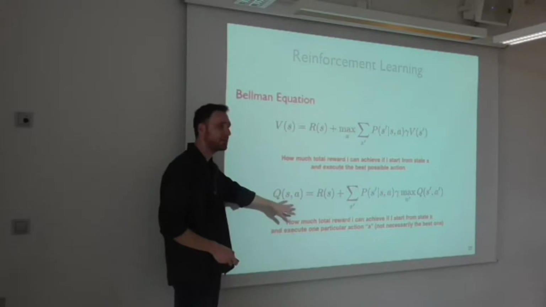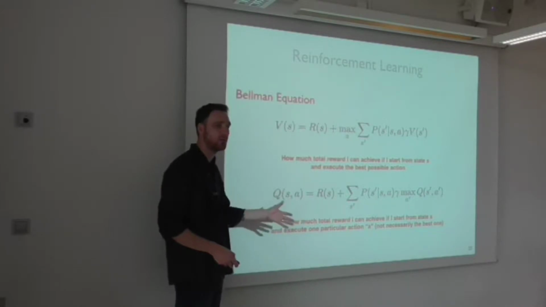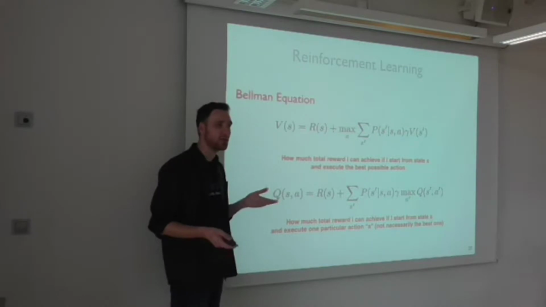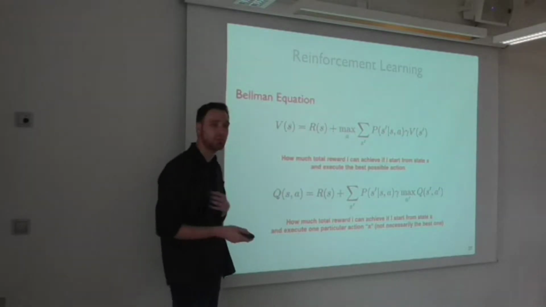Does that make sense? What this number is? The total score that the agent expects to get. Yes? More or less? Okay. Do you guys have any questions? Yeah.